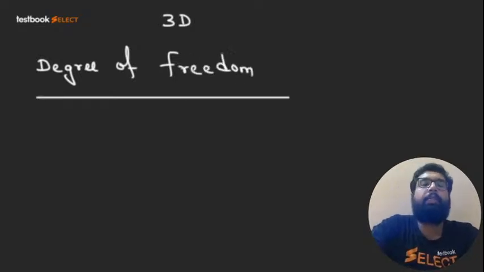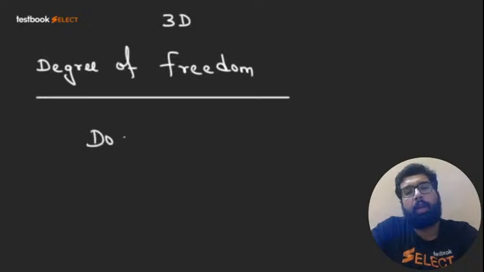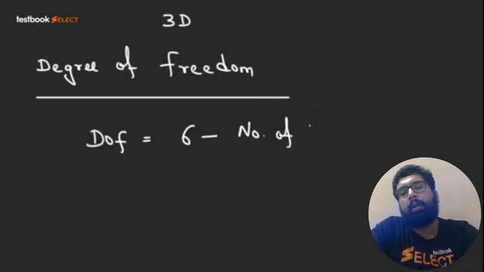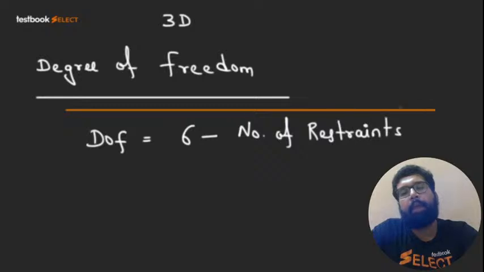The degree of freedom can be found as follows. What is the degree of freedom that we are going to see now? The degree of freedom in 3 dimensions will be 6 minus the number of restraints, or number of constraints. 6 minus number of restraints. Getting my point, beta? 6 minus number of restraints.